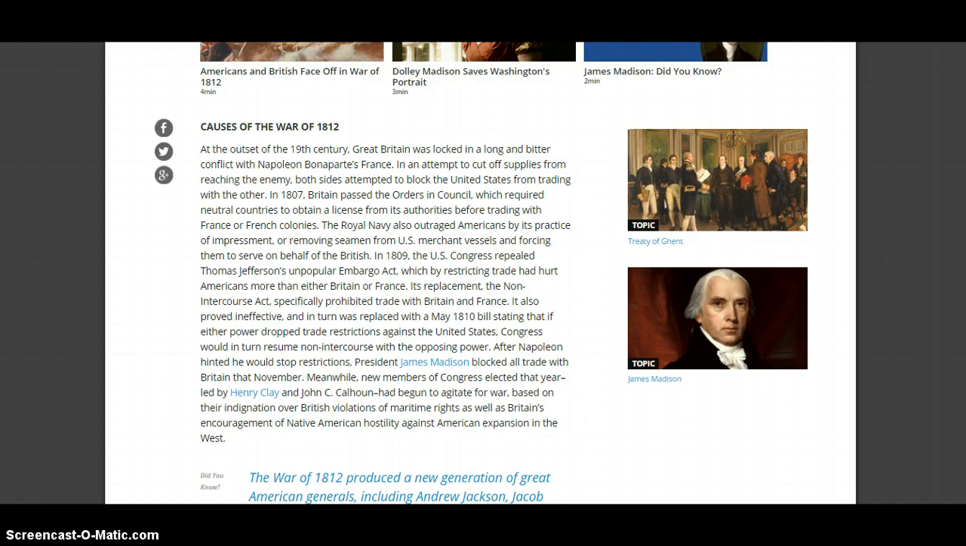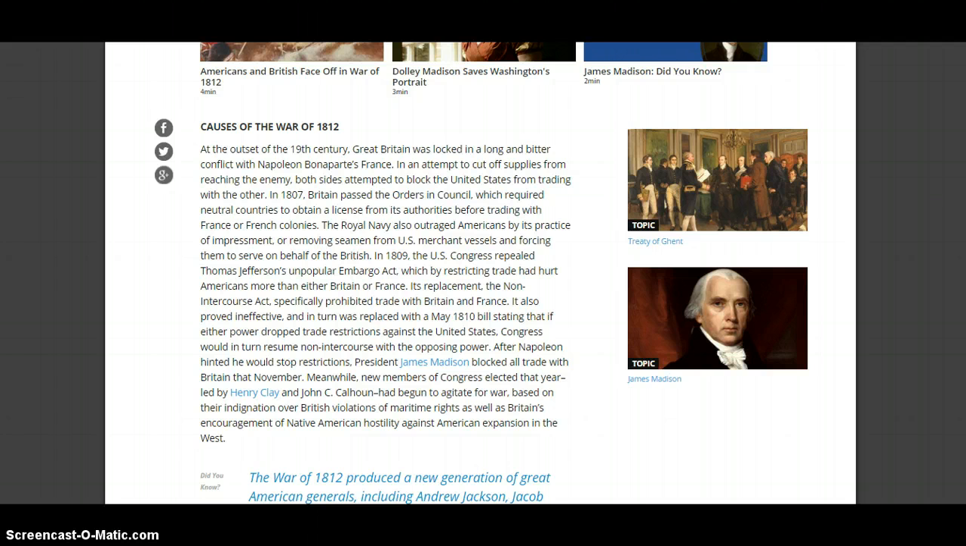It also proved ineffective, and in turn was replaced with a May 1810 bill stating that if either power dropped trade restrictions against the United States, Congress would in turn resume non-intercourse with the opposing power. After Napoleon hinted he would stop restrictions, President James Madison blocked all trade with Britain that November.